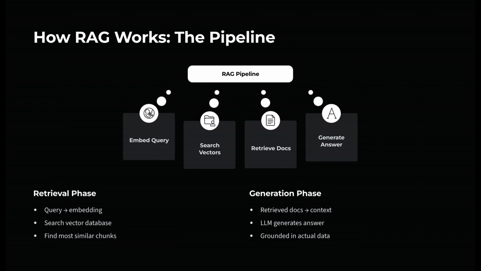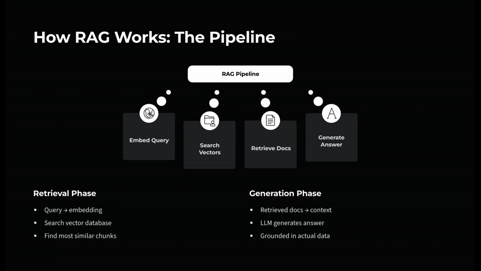How RAG works. RAG works in two clean phases. First is retrieval. Your question is turned into an embedding, and that vector is used to search a vector database for the most relevant text chunks. This step is what keeps answers grounded in real information.